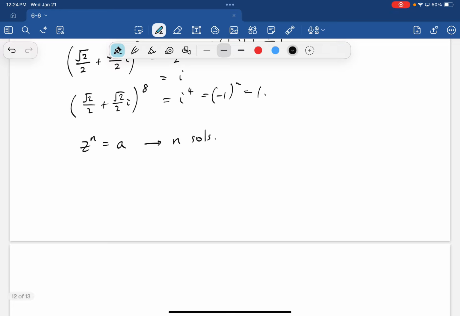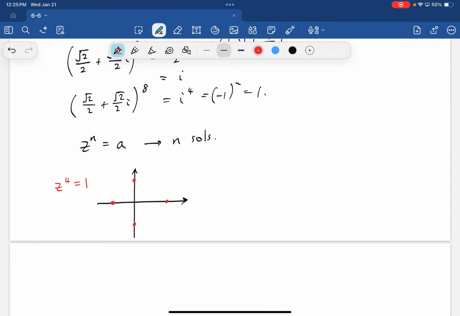Please, let's look at some examples. Let's look at the case of z to the 4th equals 1, and let's try to plot all of the solutions. Guys, be quiet. Z to the 4th equals 1 has 4 solutions, and where are they on the plot? We have positive 1, positive i, negative 1, and negative i.